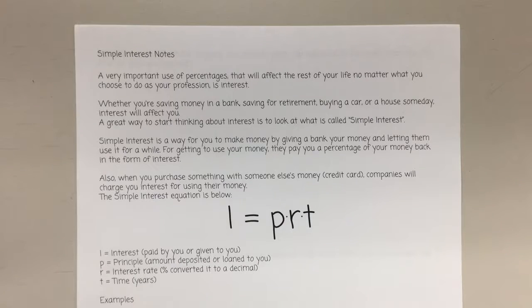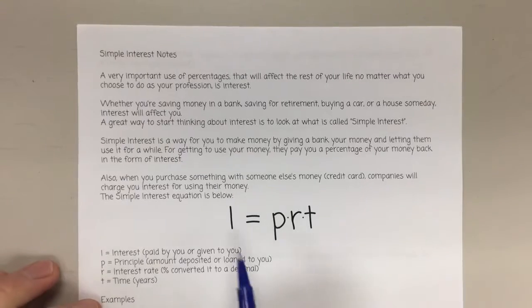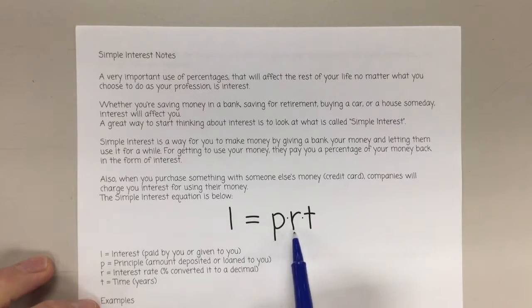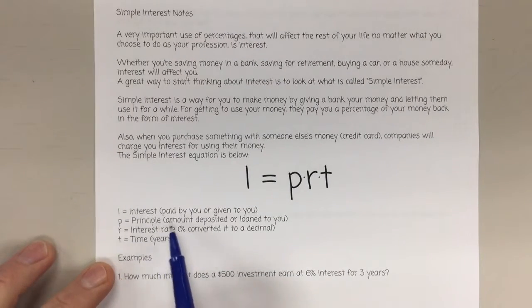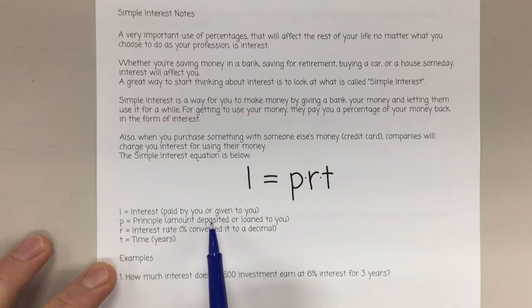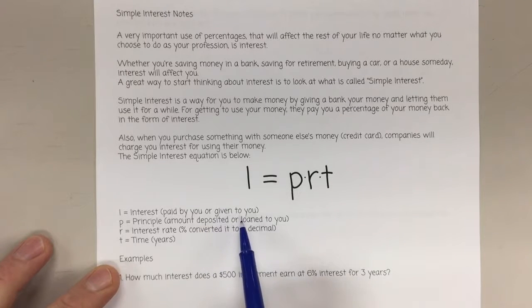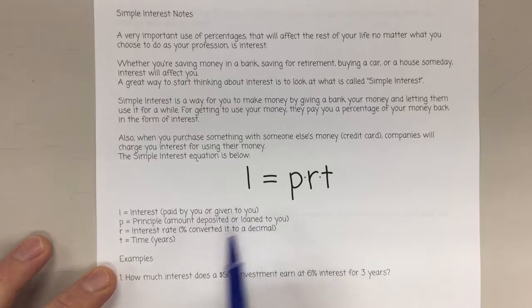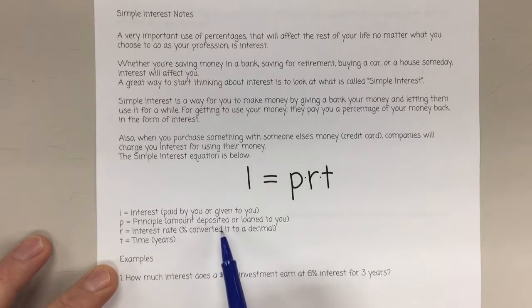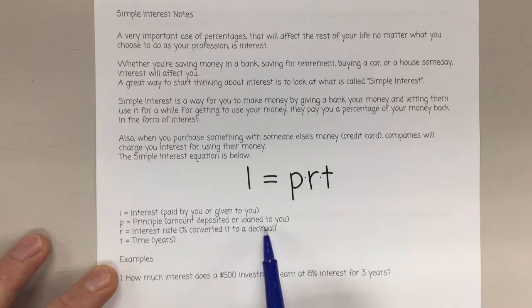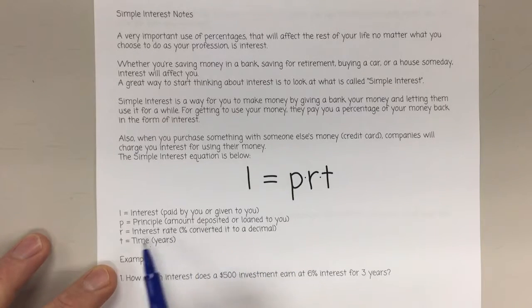The simple interest equation is below. I equals P times R times T. I stands for the interest that will either be paid to you or paid by you if you buy something, or given to you if you give your money to a bank. P stands for the principal. It's the amount that you deposit in the bank, or the amount that's loaned to you by a credit card company. It's the money you start with.